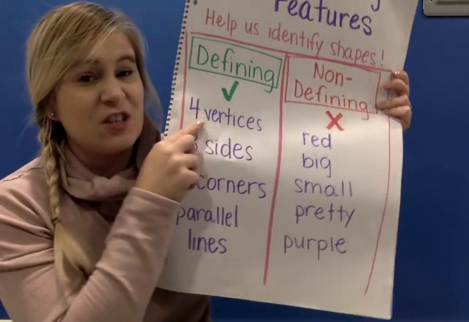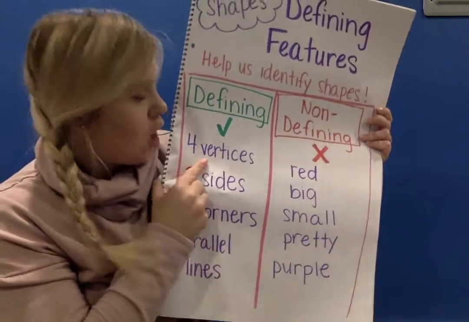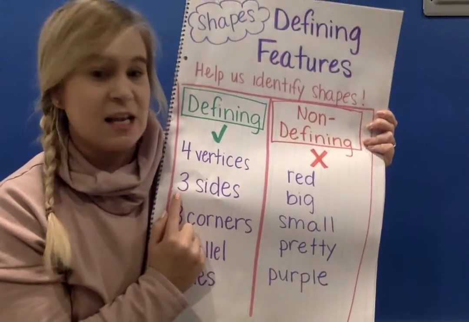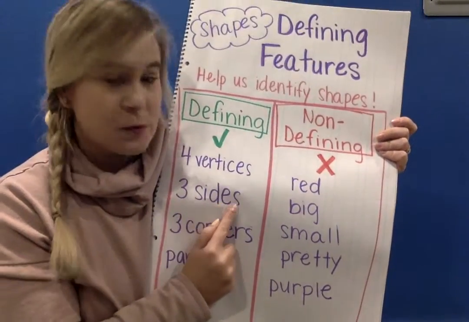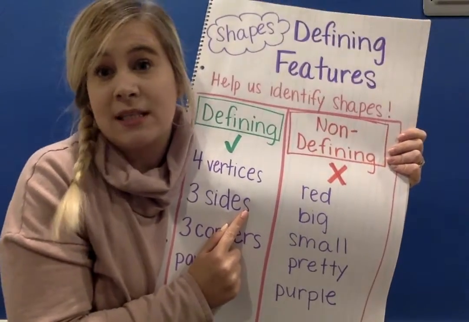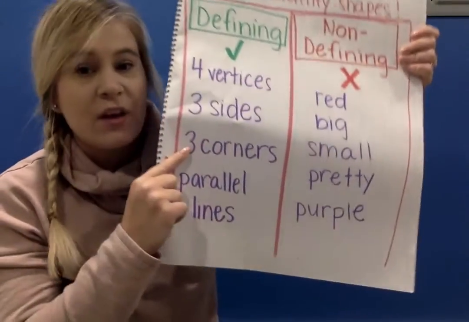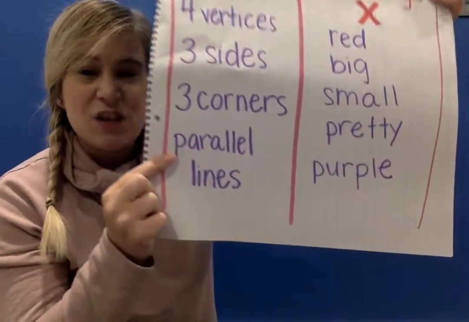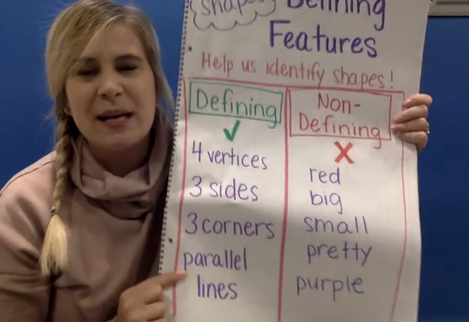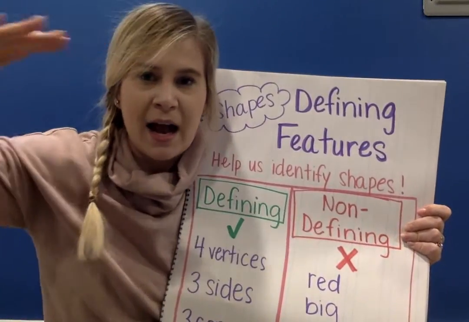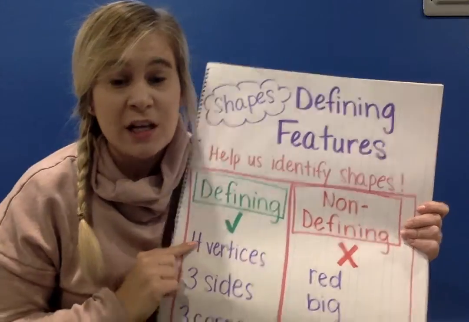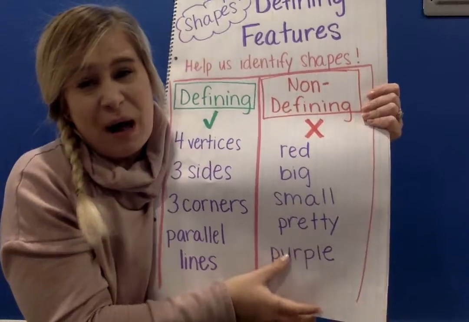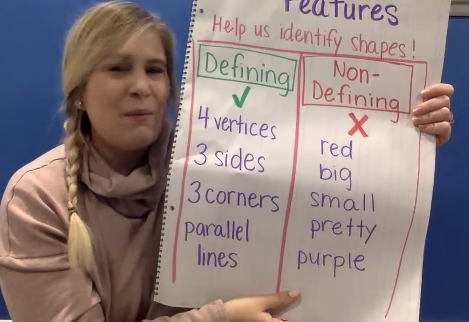Some defining features that can help us identify shapes are their vertices or their corners. So maybe I could say a shape has 4 vertices. I could talk about the sides. It has 3 sides. Maybe I could say it has short sides or it has long sides. 3 corners, right? The corners are the vertices. And I could talk about parallel lines. Remember we had some shapes that had lines that if they went on forever and ever, they would never touch. Those are parallel lines.